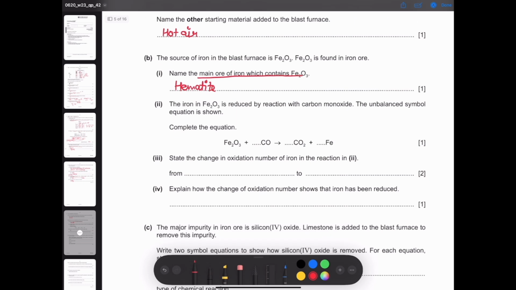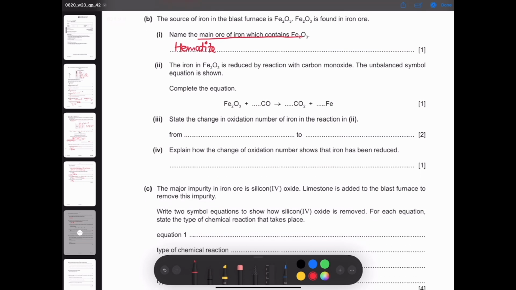The iron in Fe2O3 is reduced by reaction, alright. We just have to balance this. So you put a 3 here, then another 3 here, then another 2 here. This is balanced. State the change in oxidation number of iron in the reaction in part 2. Now, just think about it. You have to figure out the change. So you have to look at the oxidation state here and look at the oxidation state here. In the product, it's in atomic form, and we know that in elemental form, the oxidation state is 0. Alright. So it's going from something to 0.